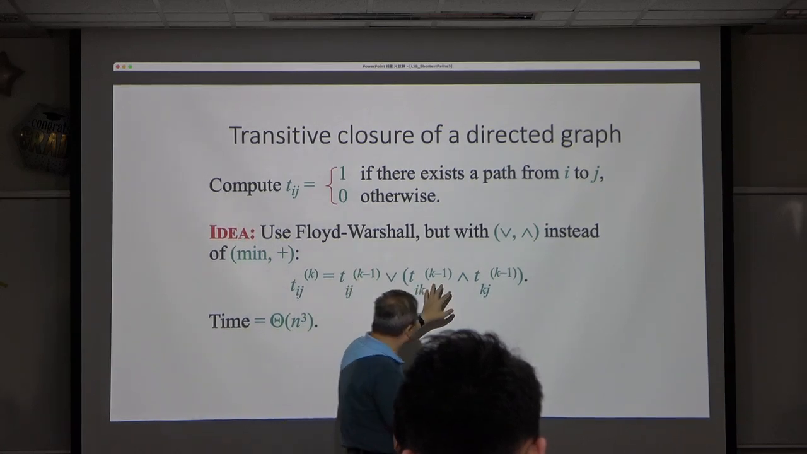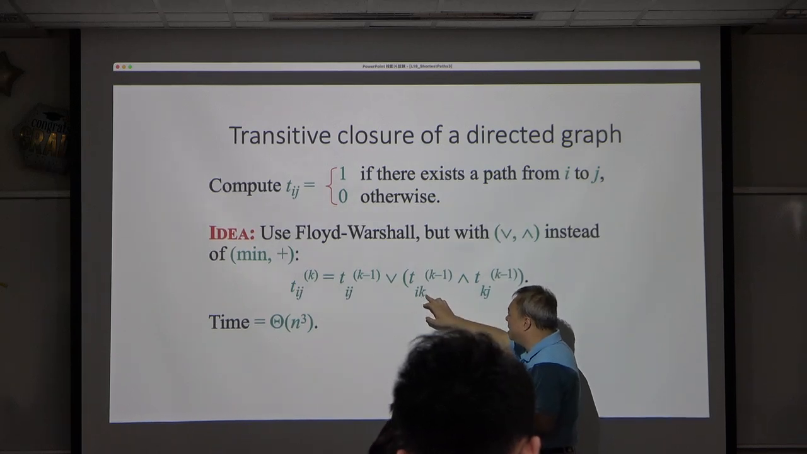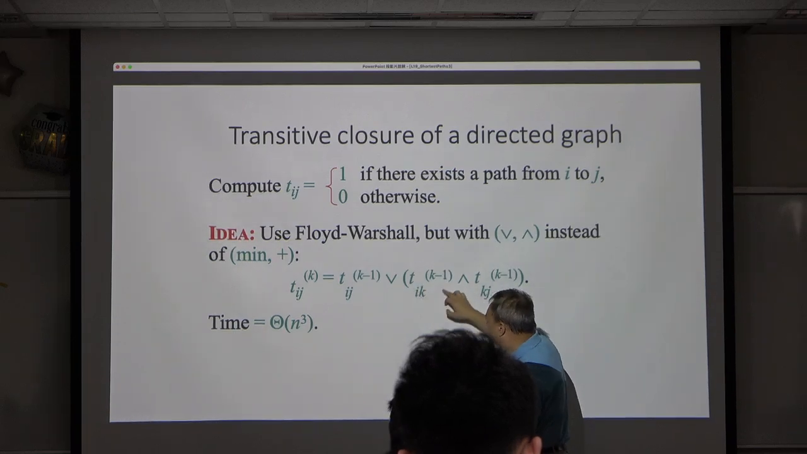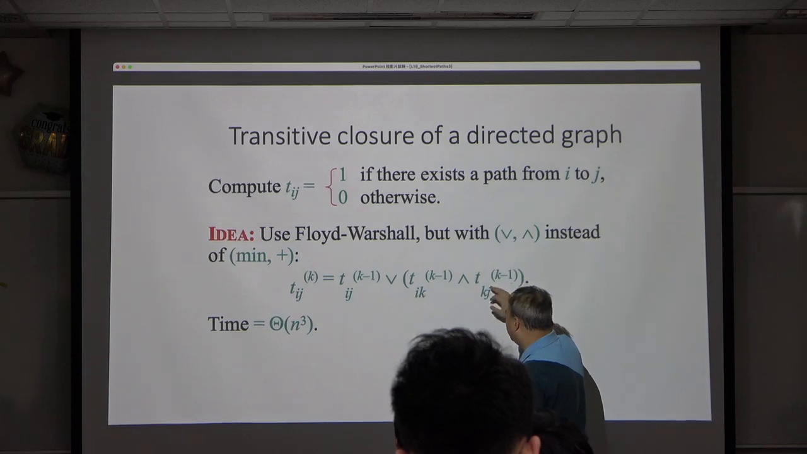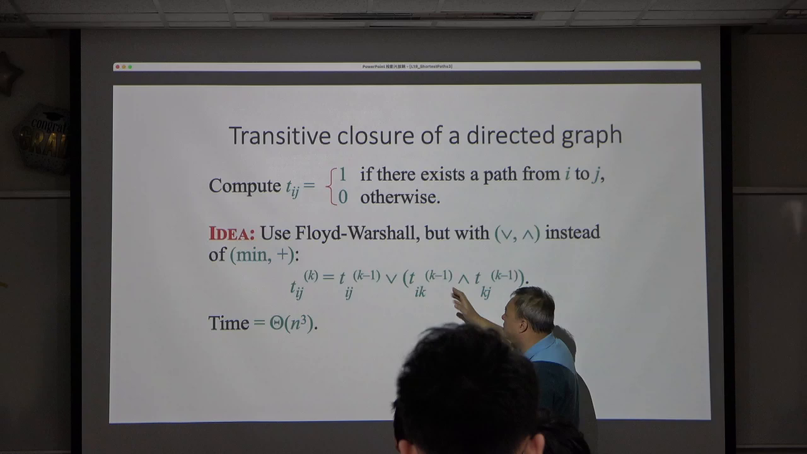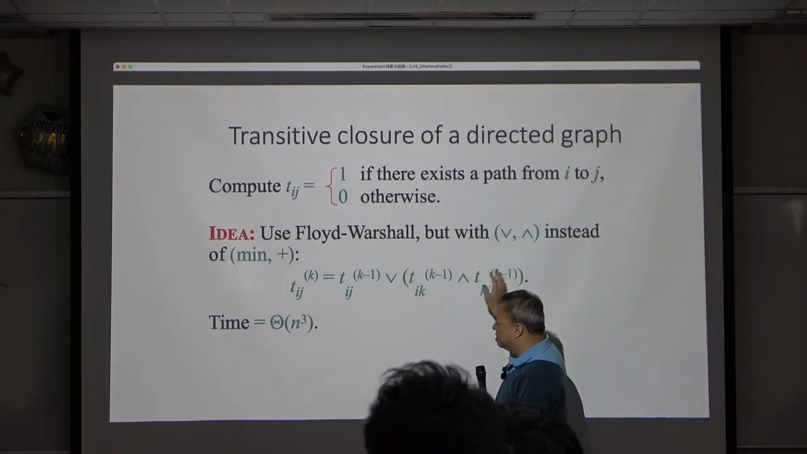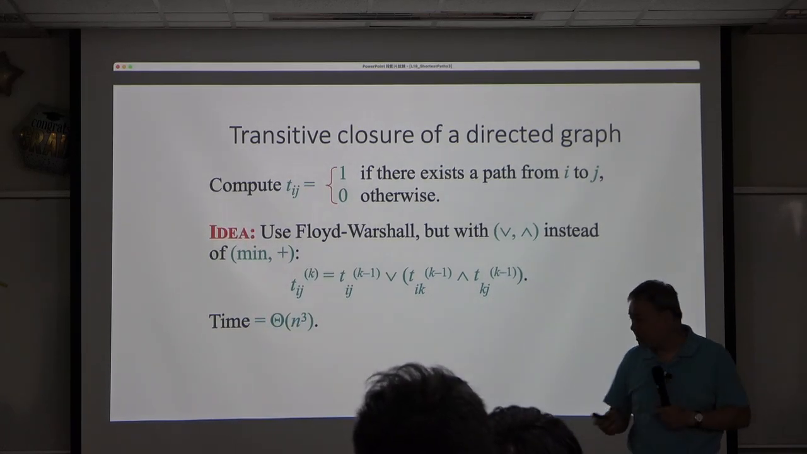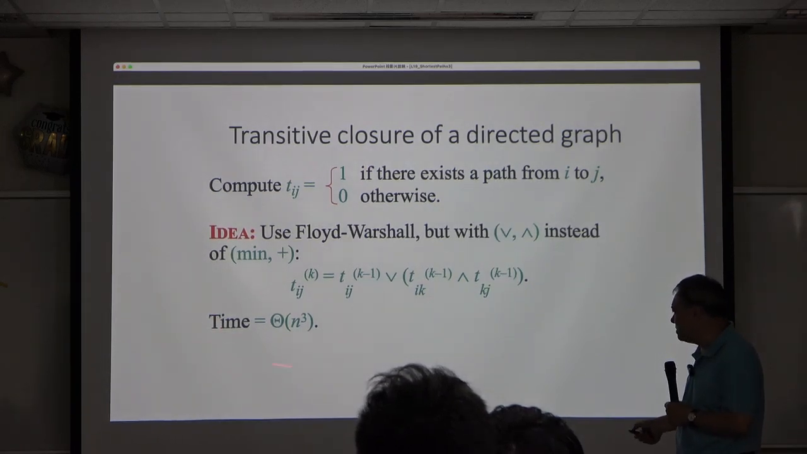Or you need to go through K, I mean, from I to K without using K. And if this is true, and you can go from K to J without using K, then if both are true, you can go from I to J by using node 1, node 2, up to node K. Or you don't need to use node K at all. Something like this. And the complexity is exactly the same, n cubed.